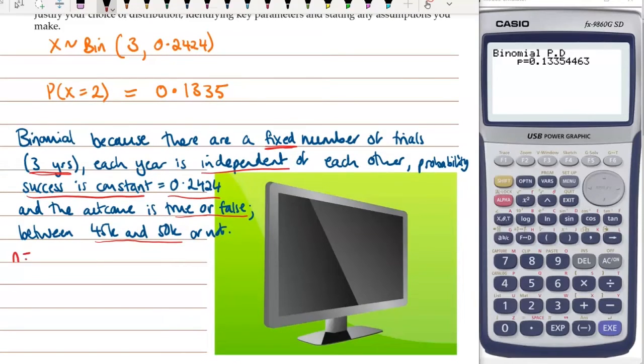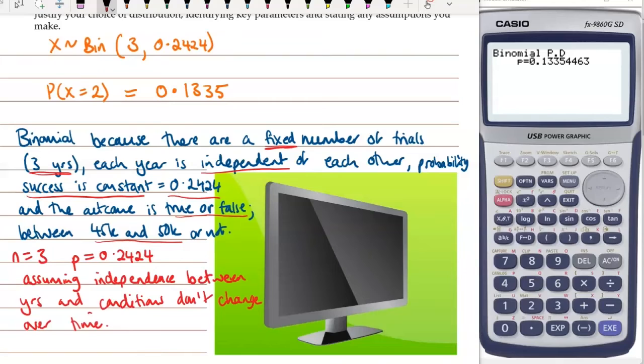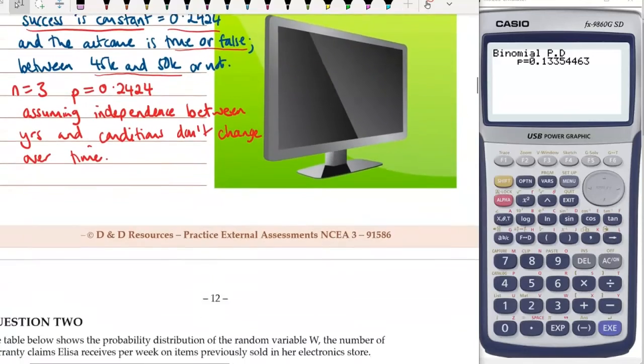The key parameters were that n is equal to 3 and the probability of success was equal to 0.2424. And finally, the assumptions: we are assuming independence of each year. Also that the conditions don't change over time, so we don't get any changes in those probabilities over those 3 years. Okay, that's the end of question 1.